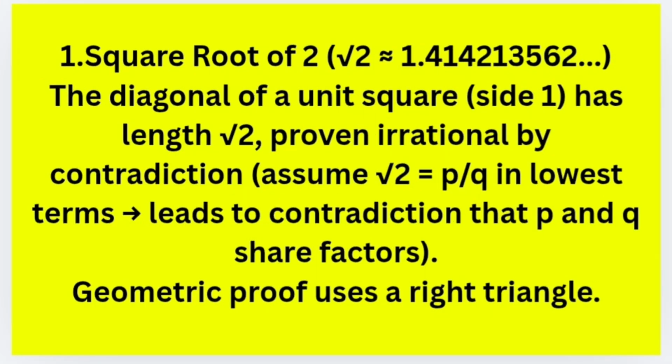Here are 5 clear examples showing different aspects of irrational numbers. The first example, the square root of 2, which is approximately 1.4142, continues infinitely. The diagonal of a unit square of side 1 has length square root of 2, proven irrational by contradiction. Assume the square root of 2 is equal to p over q in lowest terms. This leads to a contradiction, that p and q share factors. A geometric proof uses a right triangle.